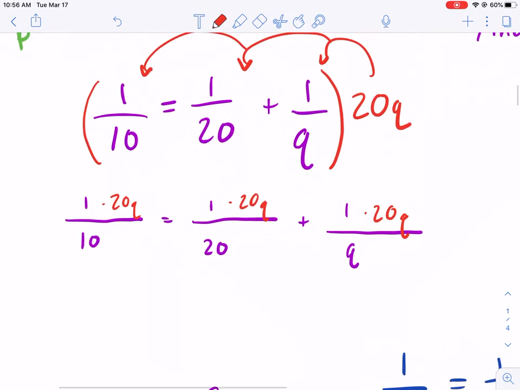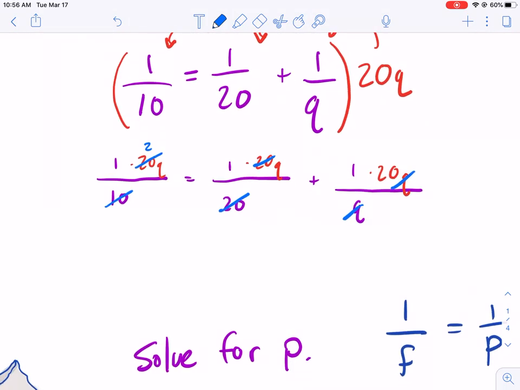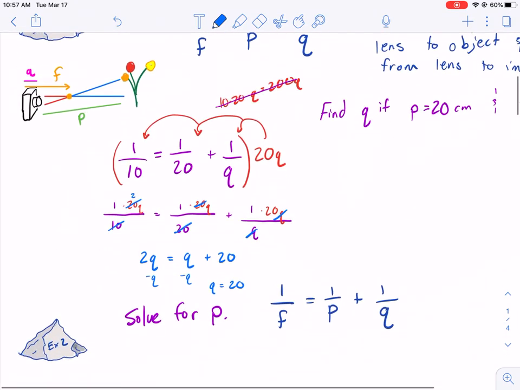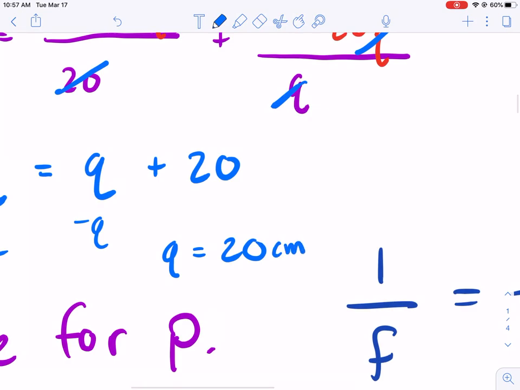Now we have some stuff we can cancel. We cancel the 10 with the 20, and we're left with 2. We cancel the 20 with the 20, and the q with the q. What's left? We have 2 times 1, which is 2, q, equals 1q, or just q, plus 1 times 20, which is 20. We subtract q from both sides, and we get q equals 20. Let's put it in the context of the problem. We're talking about centimeters, and that's the distance from the image to the lens. So that's our answer.